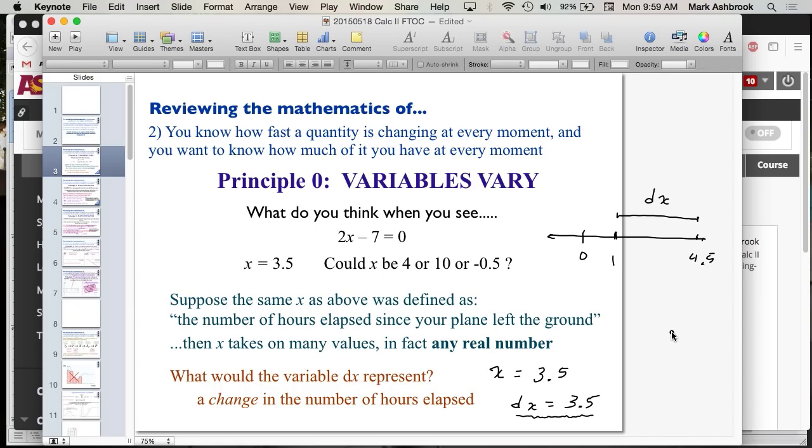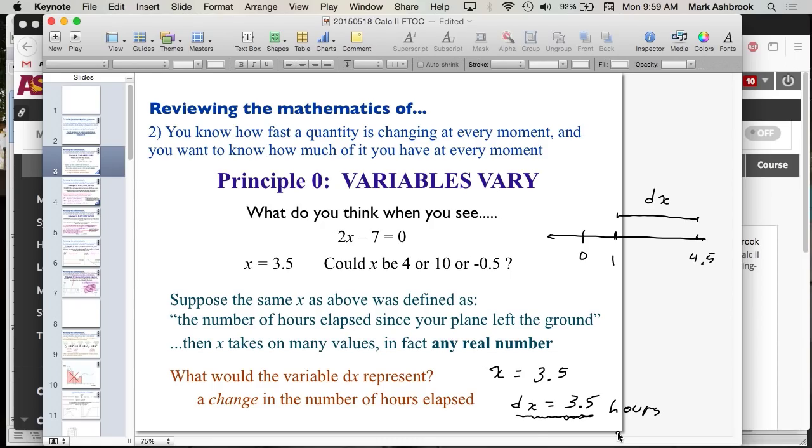And so that dx represents this amount of change in time starting from 1 and ending at 4.5. But that dx could also start at 5 hours, and then it would be from 5 to 8.5. Dx would represent a change in x from 5 to x equals 8.5. So dx is a different animal, right? It has the same unit. It's still hours, but it represents a change starting from any value of x and then lasting, in this case, 3.5 hours to some final value of x.